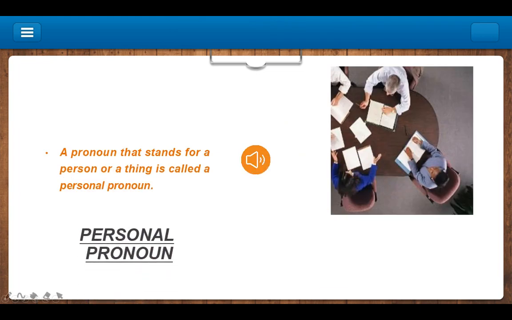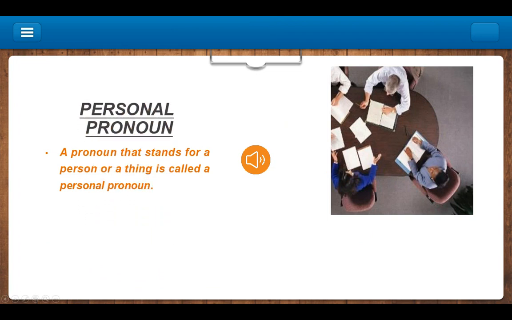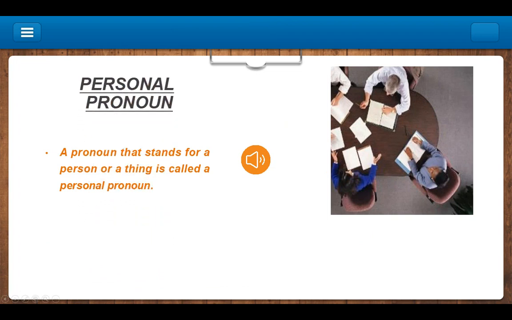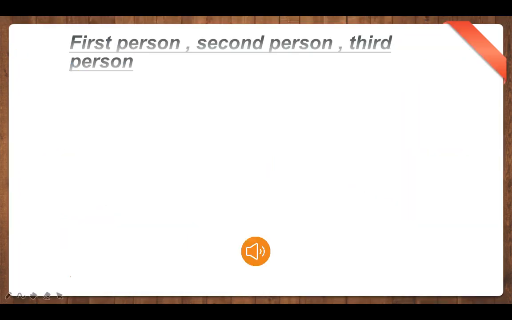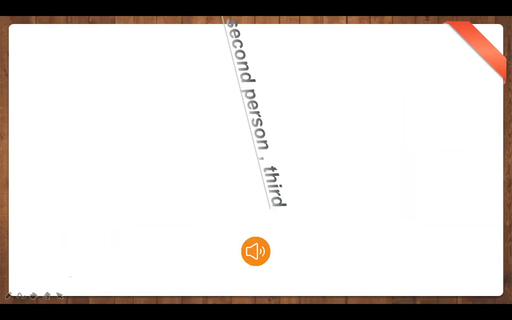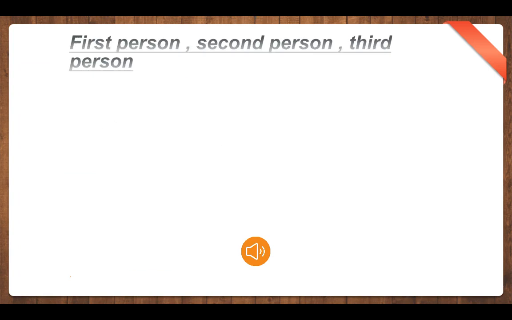Now, come to the types of pronouns. First, personal pronouns. A pronoun that stands for a person or a thing is called a personal pronoun. Pronouns like I, we, you, he, him, she, her, it, they, them are personal pronouns. Now in these personal pronouns, we will discuss first person, second person and third person.